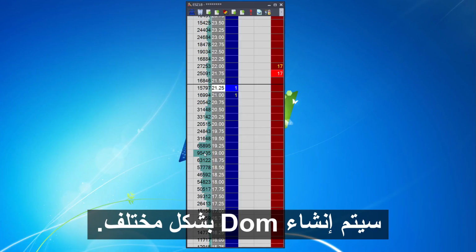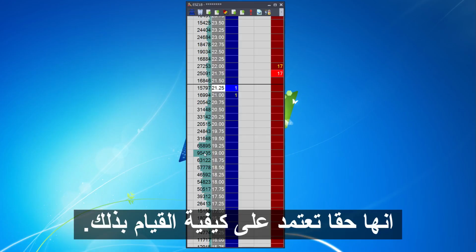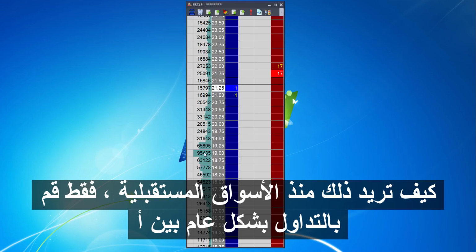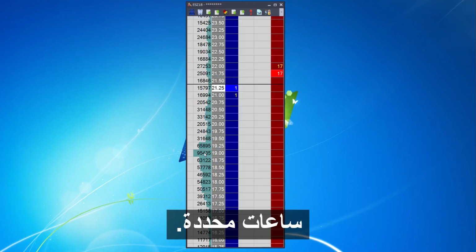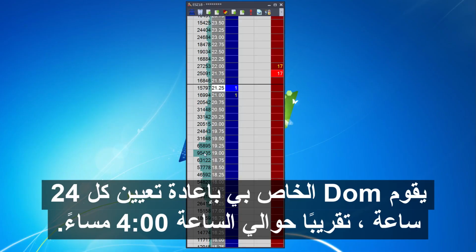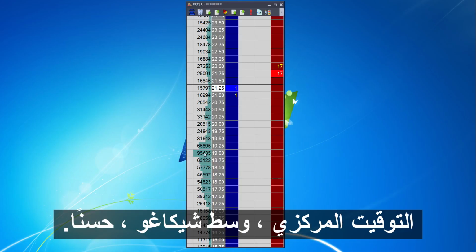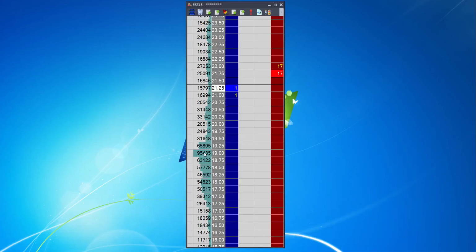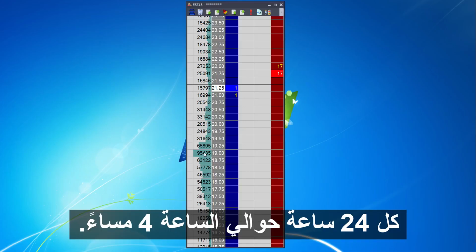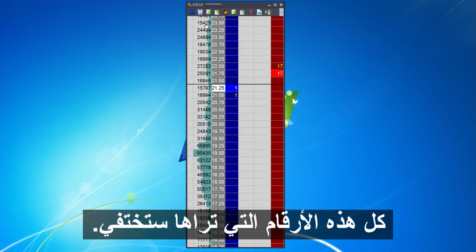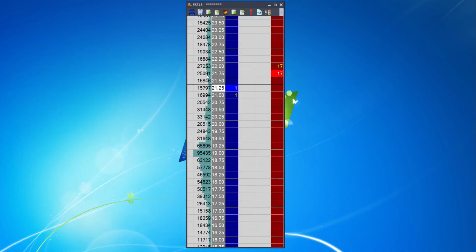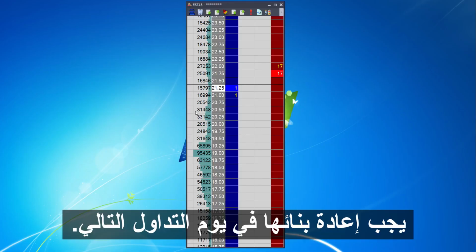DOMs are going to be set up differently. It really depends how you do it, how you want it. Since futures markets just generally trade between certain set hours, my particular DOM resets every 24 hours, roughly around 4 p.m. Central Time, Chicago Central. Okay? So every 24 hours, around 4 p.m., all these numbers you're seeing will disappear, and they're going to have to be rebuilt the next trading day.